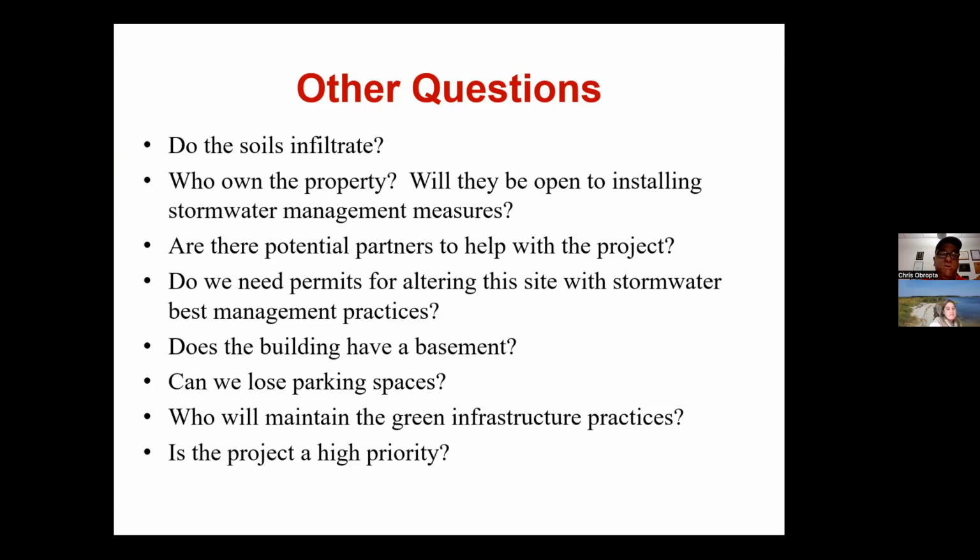But there are times when you might need local permits. One town required us to get a plumbing permit for cutting a downspout and putting it into a rain garden instead of letting the downspout continue to go into the stormwater system. Does the building have a basement? If it has a basement, we need to keep the practice far enough away from the building so water doesn't infiltrate into the basement.